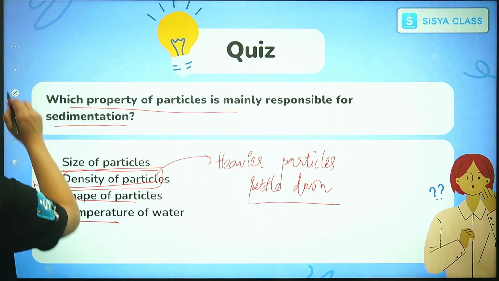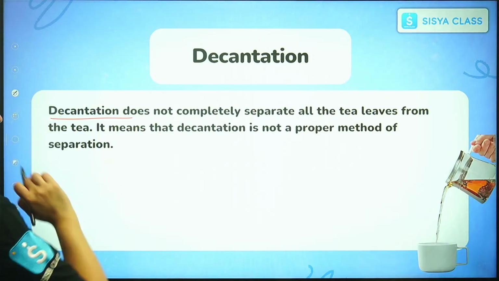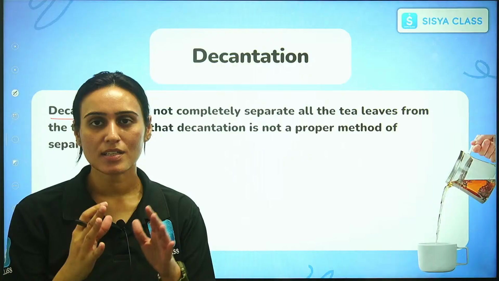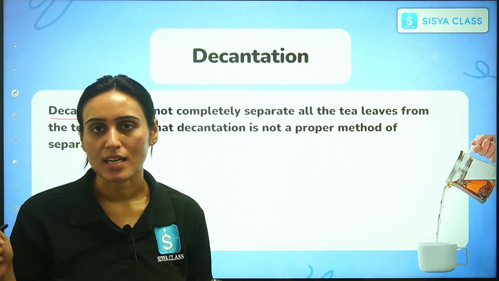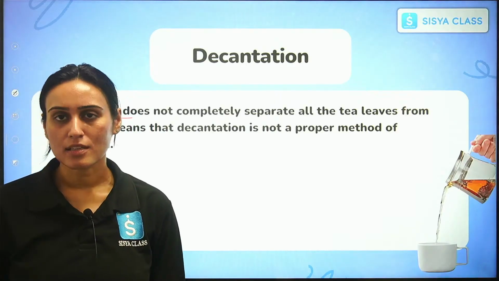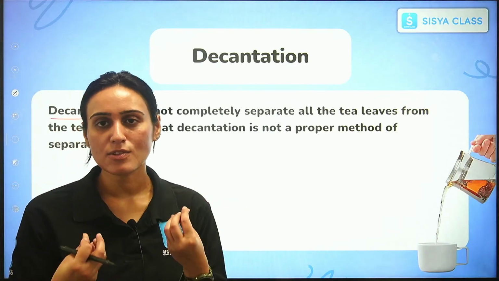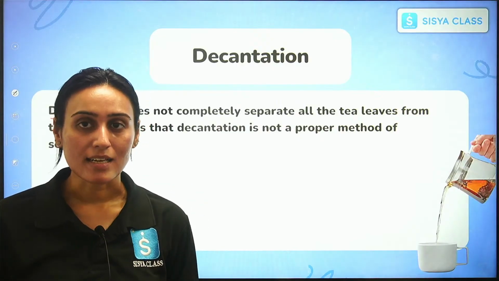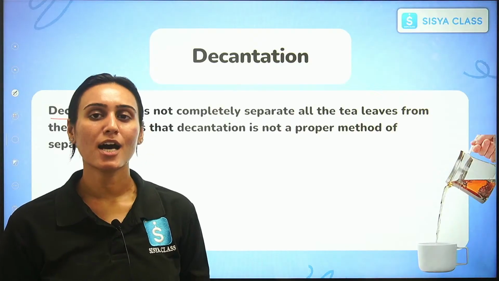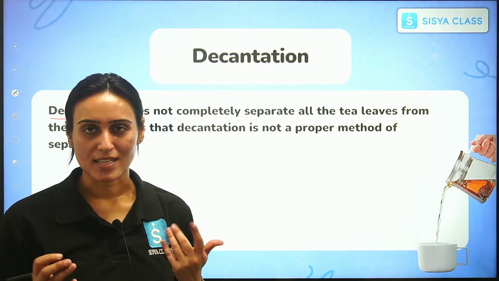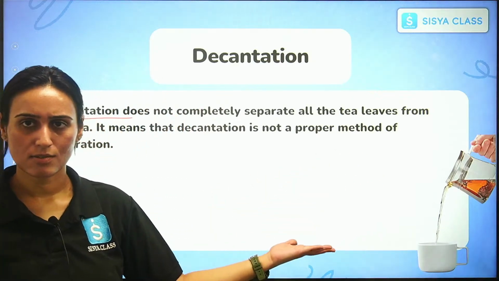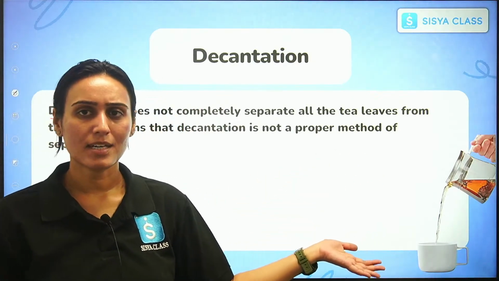Okay, now let's talk about that straining example that we are seeing. Decantation may sometimes not give you a completely clear solution in the end. We have allowed the mixture to settle down and removed the clear water, but sometimes that clear water also contains some of the sand particles. So what should we do here? How can we separate them? What type of process can we use here? So we are going to talk about filtration now. Let's see what it is. Okay, so decantation does not completely separate. This is also an example of sedimentation and decantation.